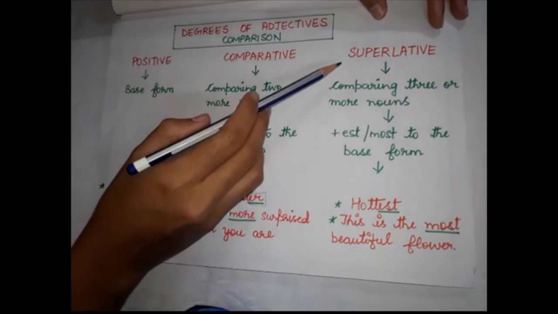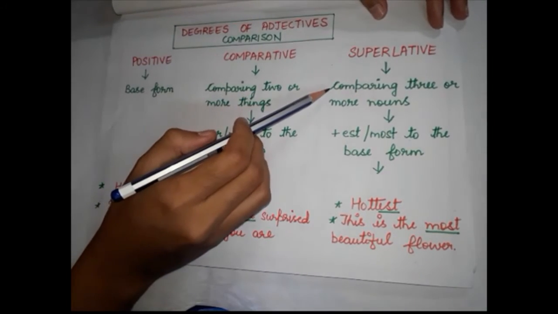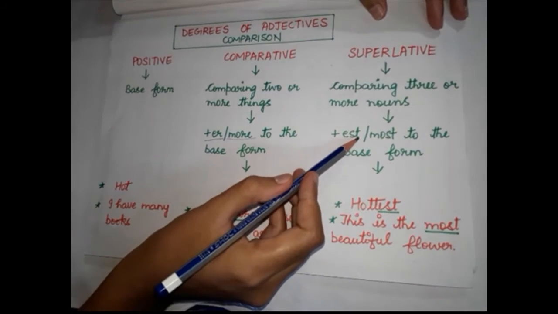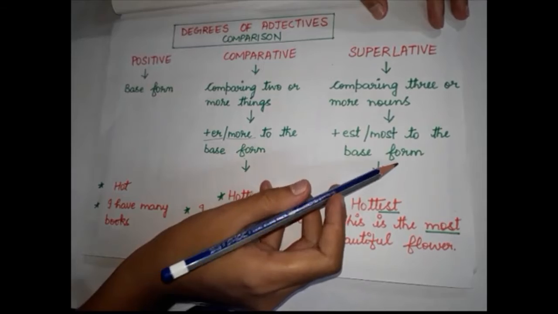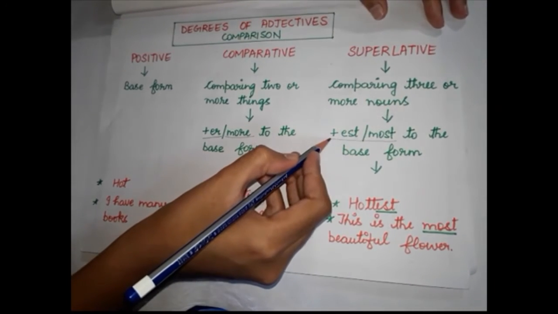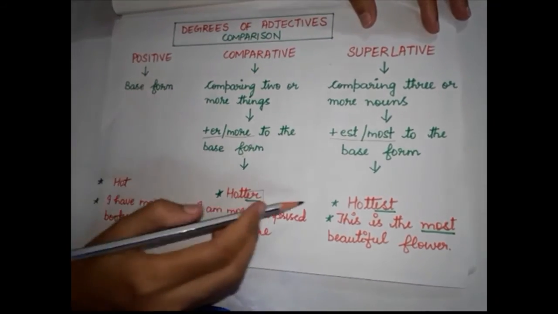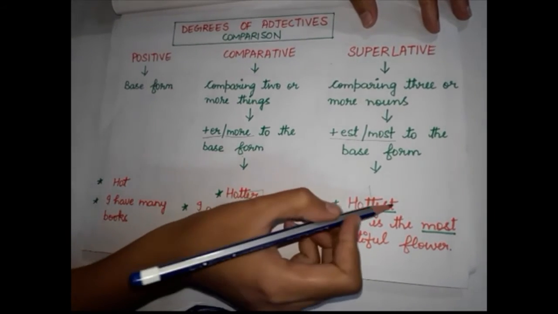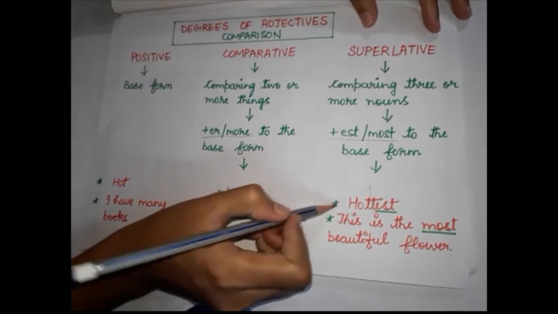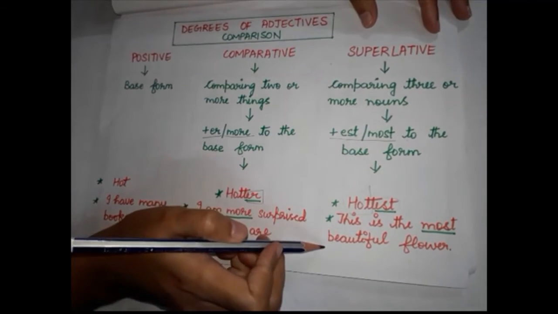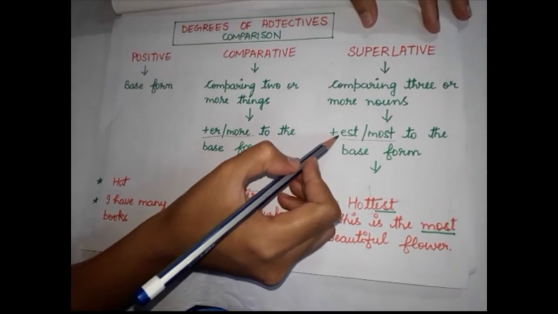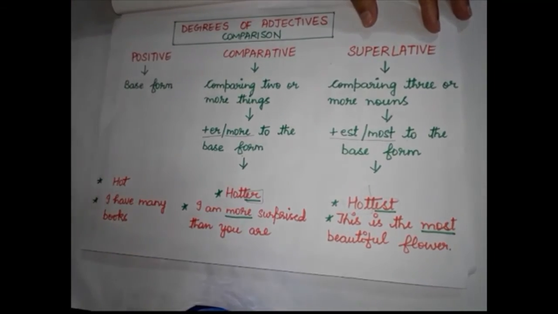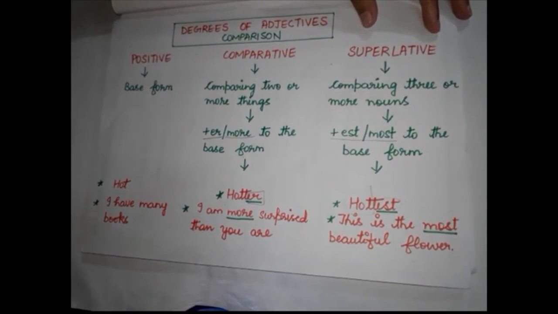Then we talk about the superlative degree of adjectives. It says comparing three or more nouns, that is est or most to the base form. Again, just like the comparative degree, but a little bit different from that. So hottest, so the base form is actually hot, so we are adding est in this. Or this is the most beautiful flower, the most, we are adding most wherever needed. This is the superlative degree of adjectives.